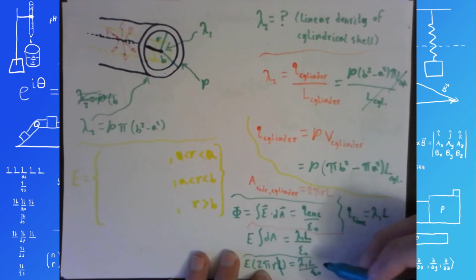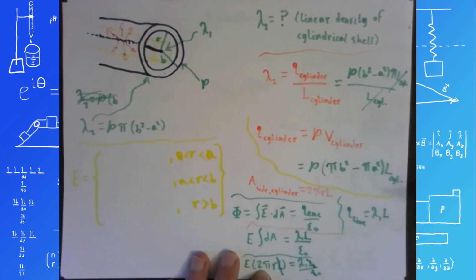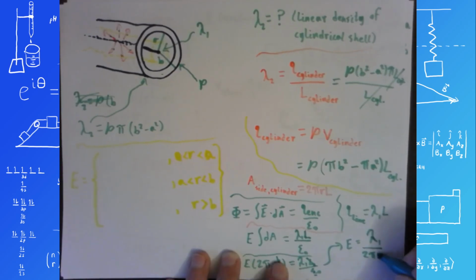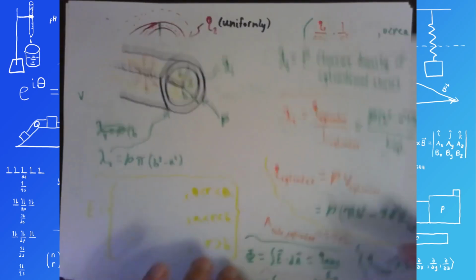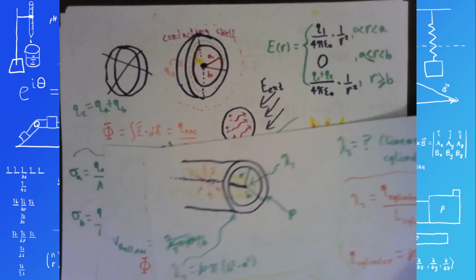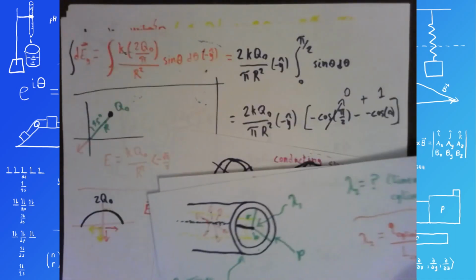The L's cancel out, which is nice. And if you divide by 2 pi r, then we get electric field equals lambda 1 over 2 pi r epsilon naught.